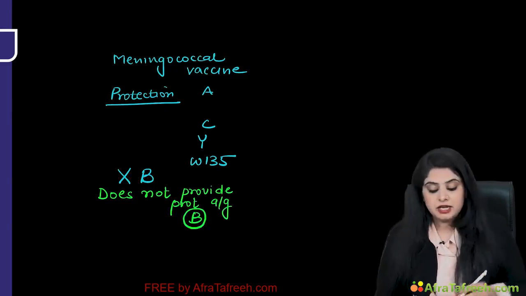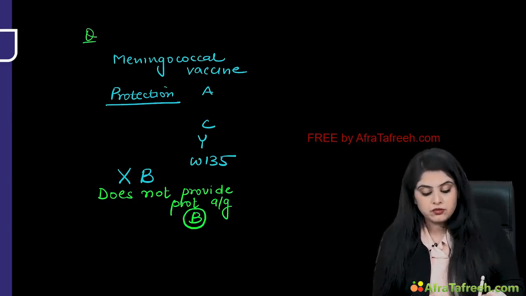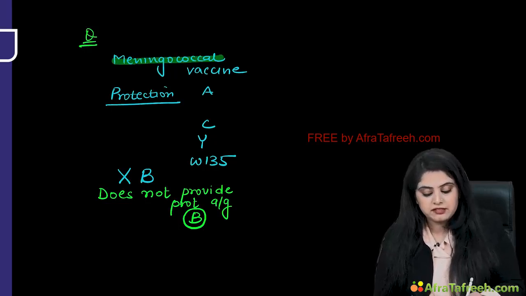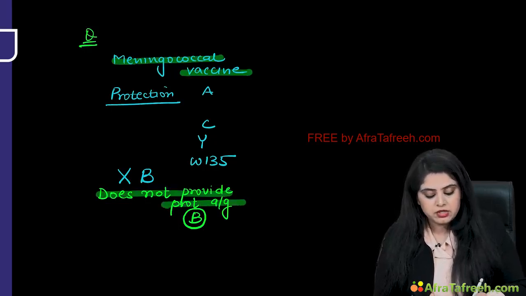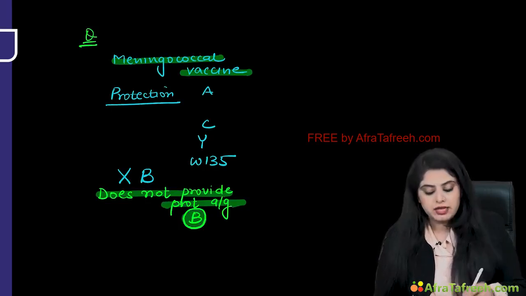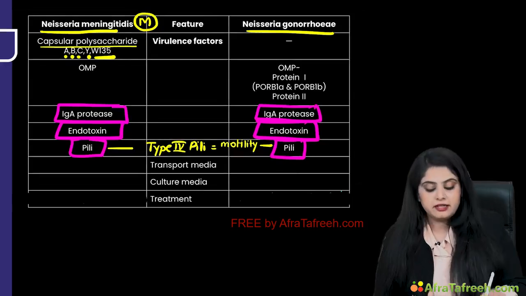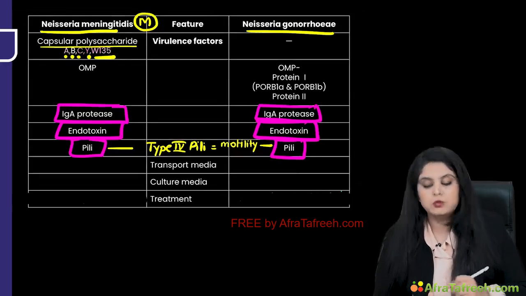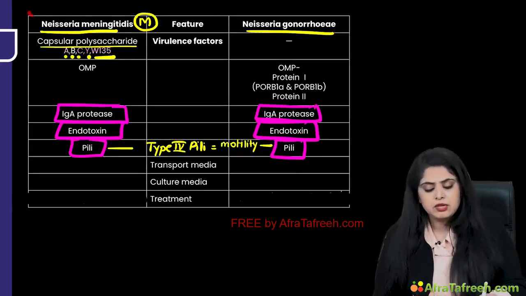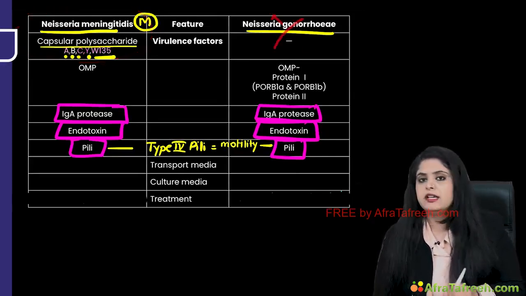That is why we have a very important MCQ over here. So remember, meningococcal vaccine does not provide protection against serotype B. Rest it provides protection against all these capsular polysaccharides, so A, C, Y, W135. But capsule is only in Neisseria meningitidis. It is not in Neisseria gonorrhoeae.